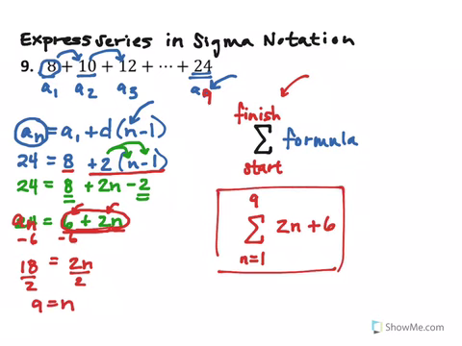We would just check our work then and say, well, when we plug in 1 here, we get 2 times 1 plus 6, which is 8 for the first term. And then if we continue on with that pattern, if we plug in 2, 2 times 2 is 4, plus 6 is 10, which is the second term, and so forth.